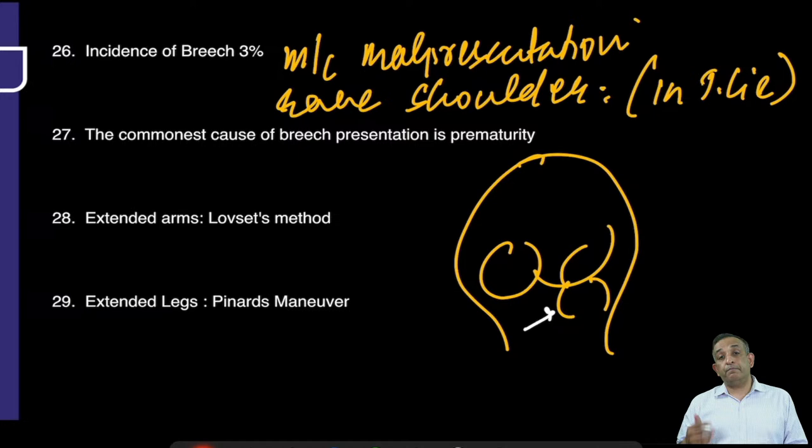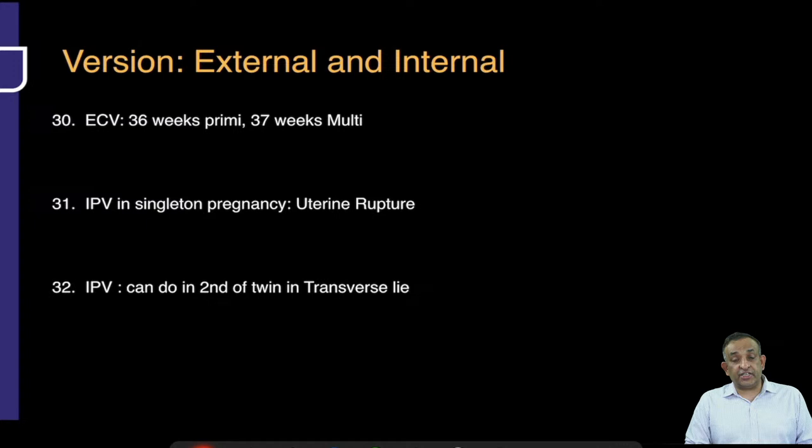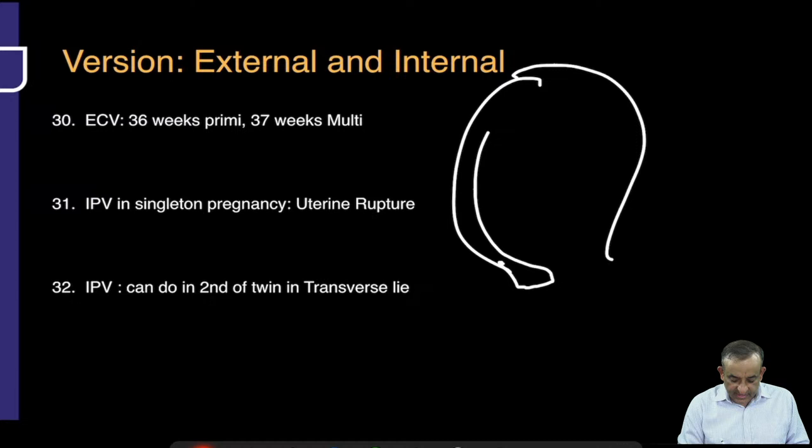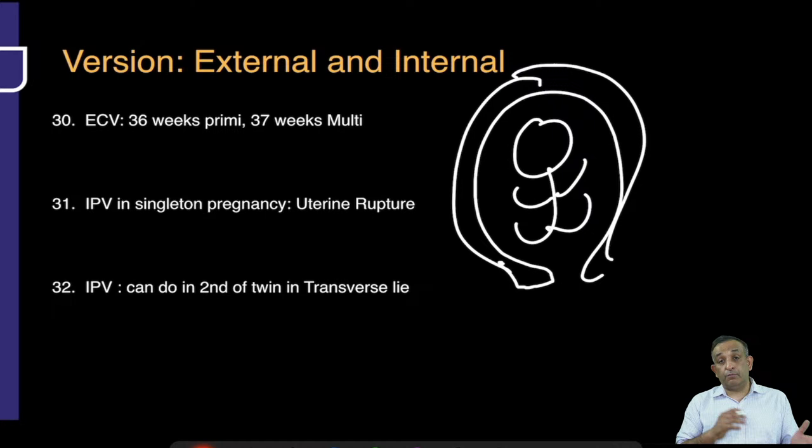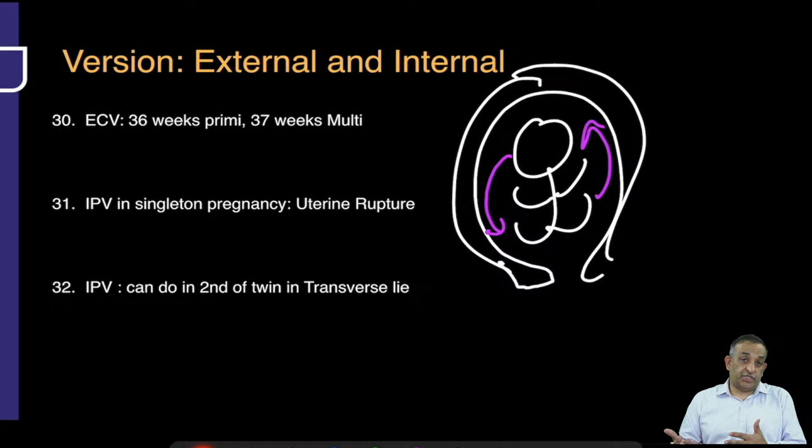All right. I wish there was a forum where you could be taught this again, but we are just telling you some facts right now. Now, version, external and internal. We were talking about breech and transverse lie. When the baby is a breech presentation and you don't want to do a breech vaginal delivery, you know that breech will have more injuries versus a cephalic baby. So when we want to turn the baby, we can turn it with a transabdominal maneuver, known as an external cephalic version. That is done at 36 weeks in a primi and at 37 weeks in a multi.